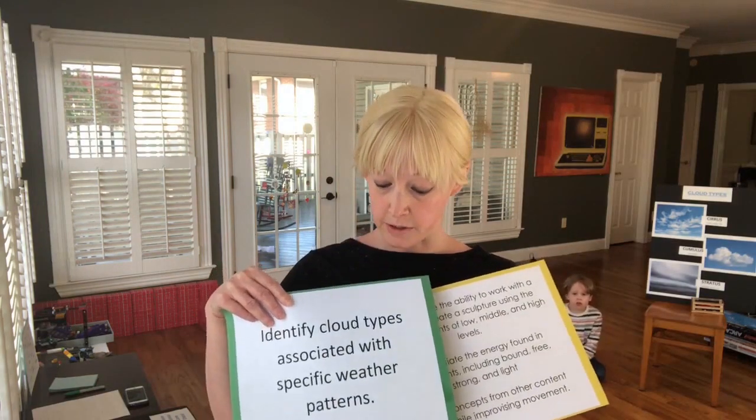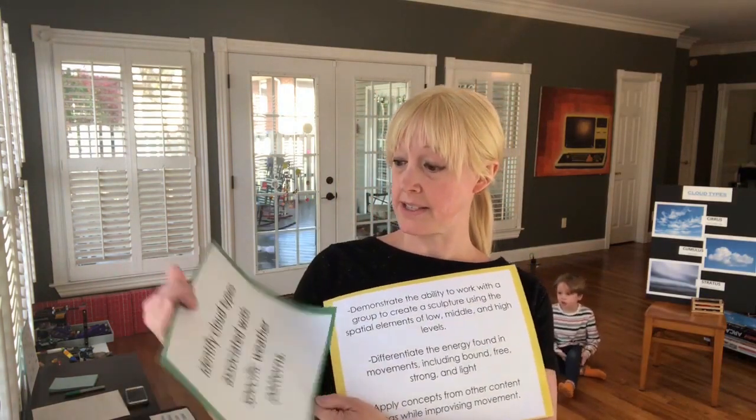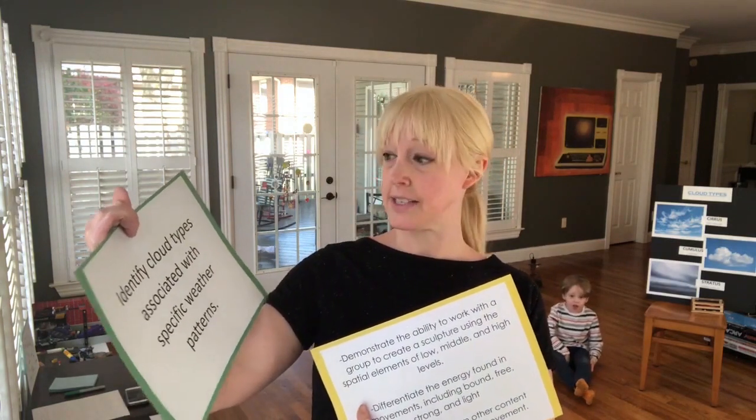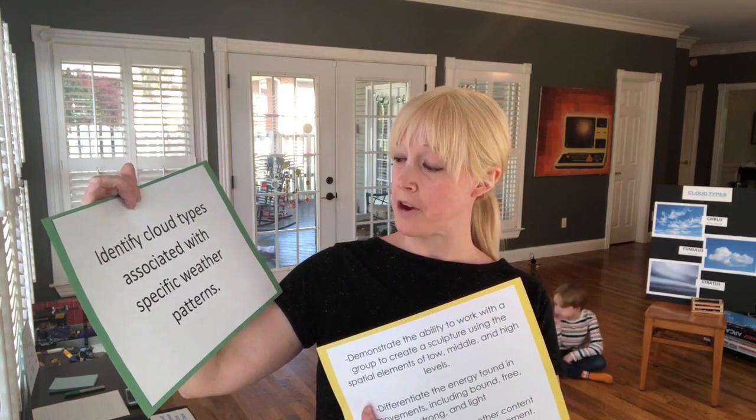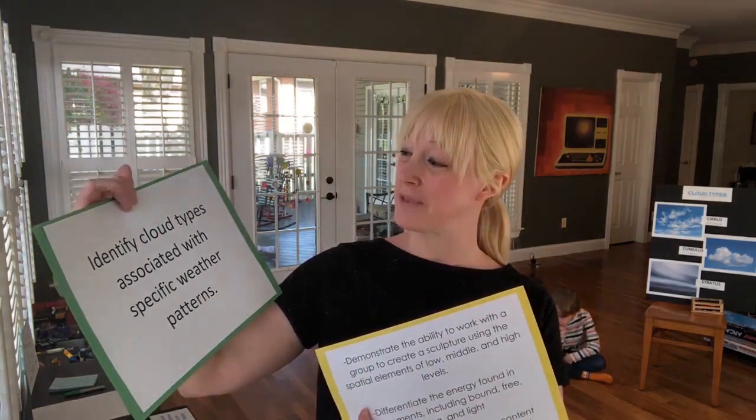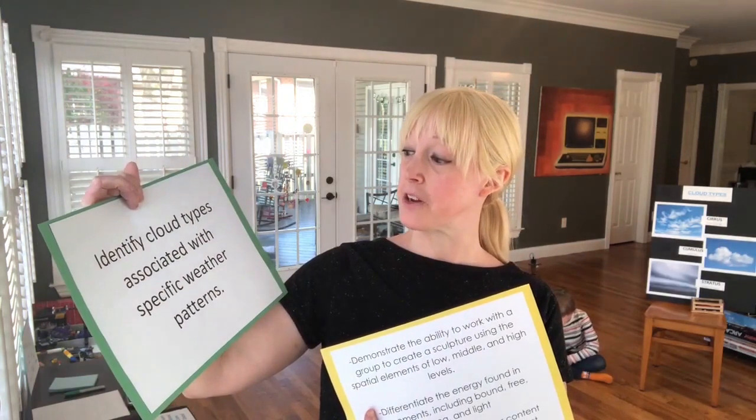So I'm going to read out this. This is the standard for third grade science: identify cloud types associated with specific weather patterns. So that's the standard we're going to address today. The standard is about the different kinds of clouds that we see in the sky and how they produce different weathers, fair weather, pleasant weather, storms, and we're going to address those using the dance standards.